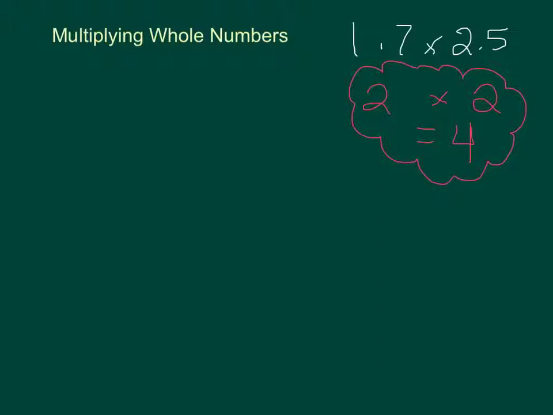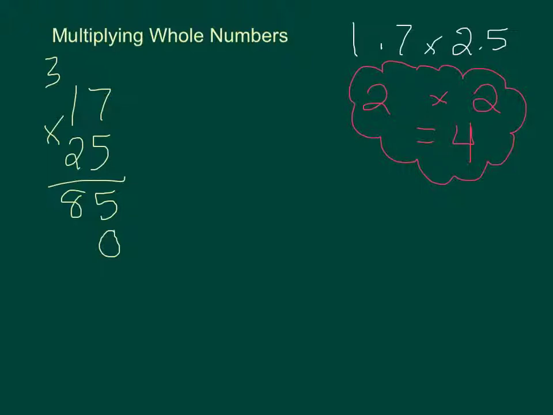So this strategy involves not even using the decimals. So instead of multiplying 1.7 times 2.5, I'm just going to take the decimal out altogether, and I'm just going to multiply 17 by 25. And so I'm just going to follow the process of multiplying 2-digit by 2-digit numbers, and then I'm going to place my decimal in after I'm finished. So let's just work through this. 7 multiplied by 5 is 35. So I'm going to write my 5, carry my 3. 1 times 5 is 5, plus 3 is 8. I'm going to go down a row, write a 0, and continue on.